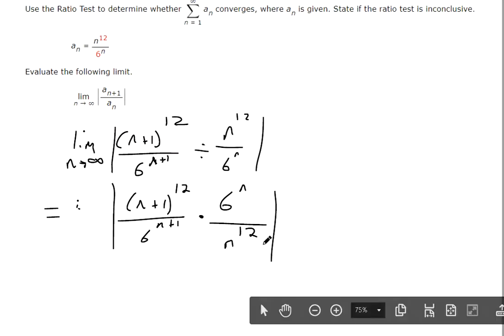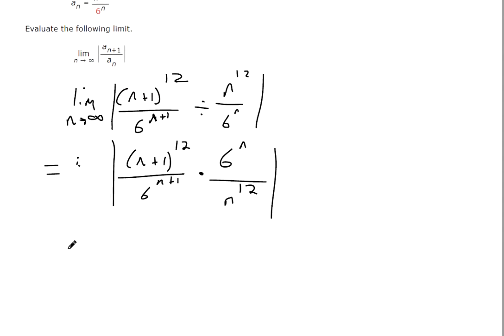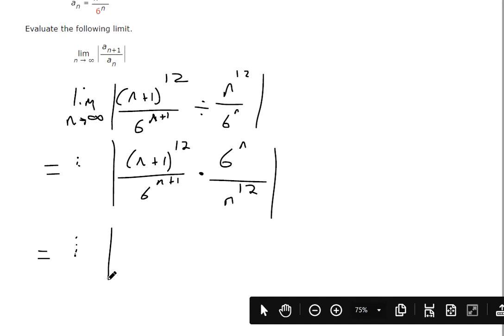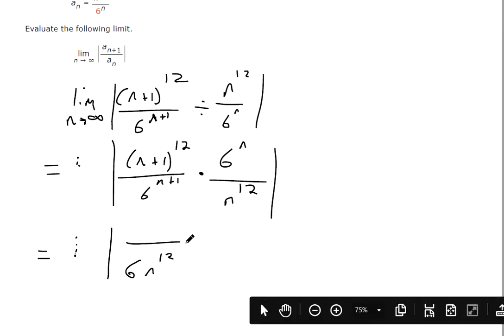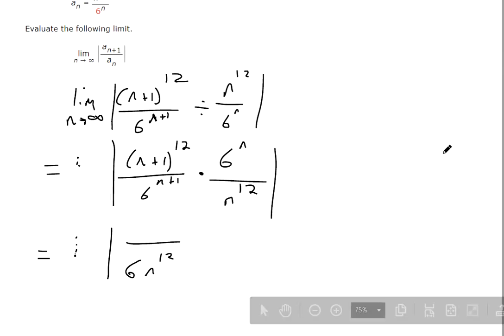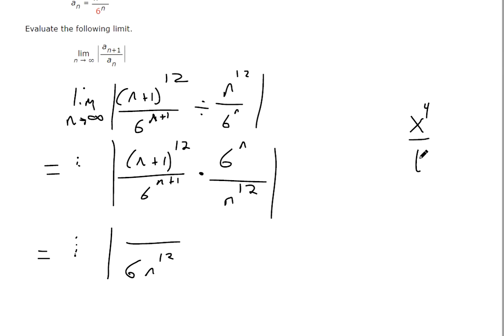Probably the most immediate thing we can see here is that you have 6 to the n plus 1 in the denominator and 6 to the nth in the numerator. Still limit. So the 6 to the power of n and 6 to the power of n plus 1 can cancel out, so we just have a 6 in the denominator. It's like subtracting the power n from n plus 1, just like when you had x to the 4th over x to the 6th, that would be 1 over x to the second power, right?